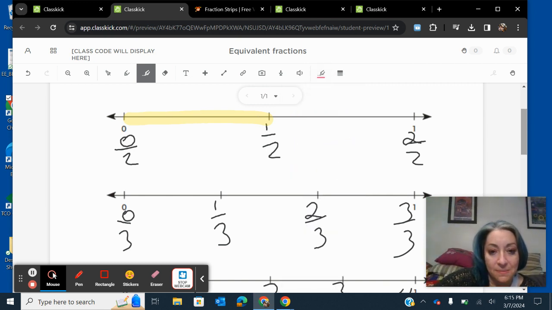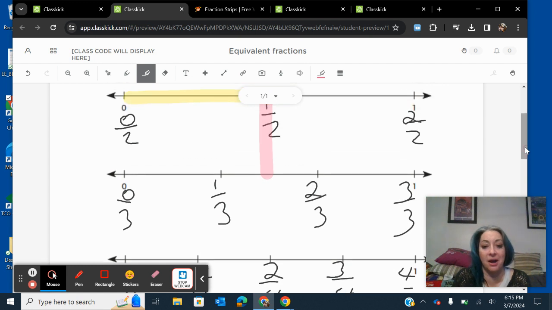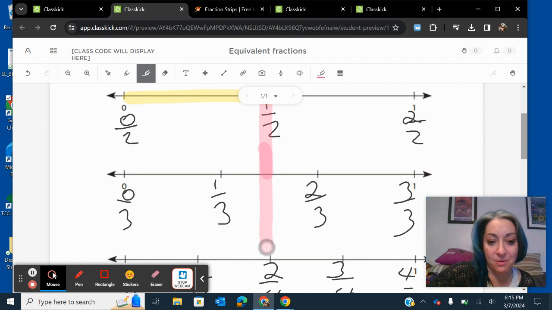I'm going to start to go down to my one with the thirds. Down, down, down, down, down. Do you see any fractions that are in exactly the same spot? No, because there's 1/3. There's 2/3, not in exactly the same spot. So let me continue down. Up. I think I found one. So we're going to keep going.